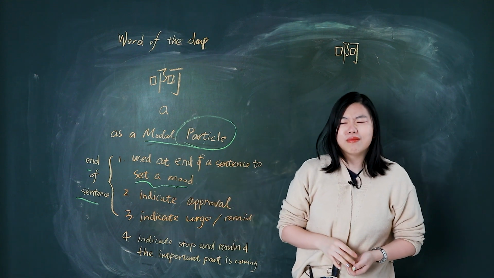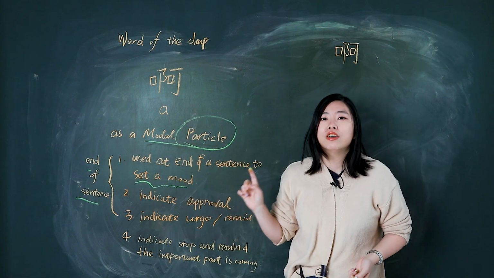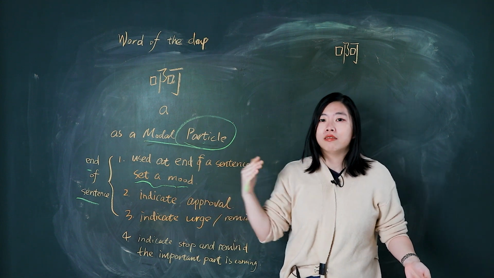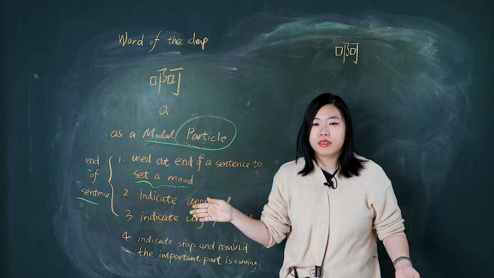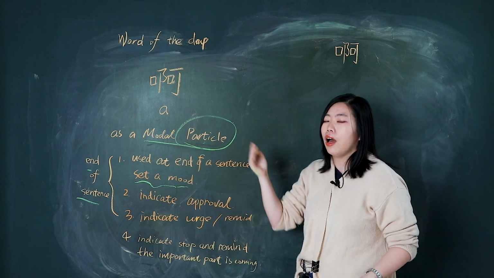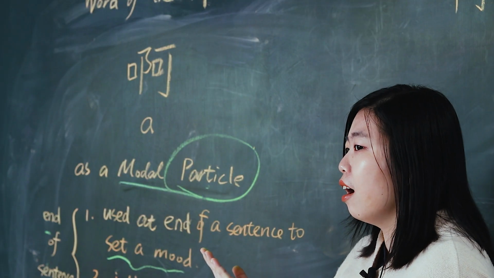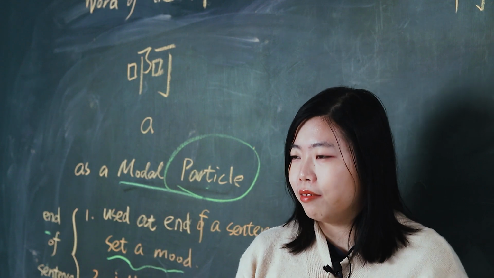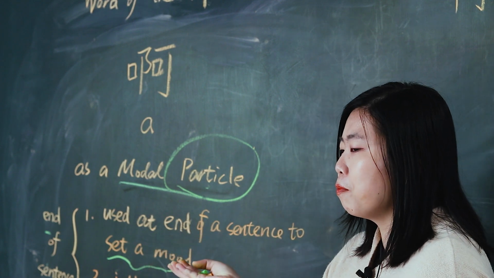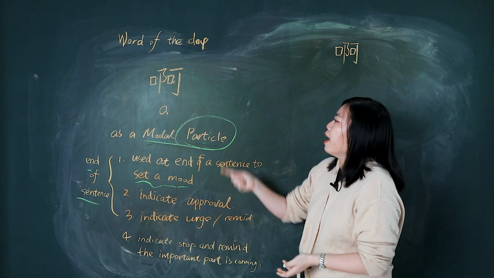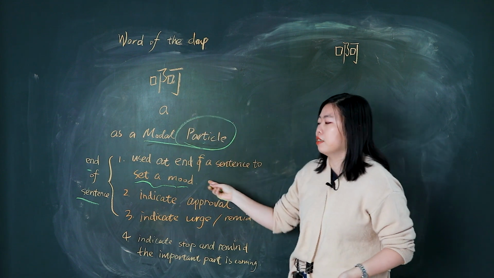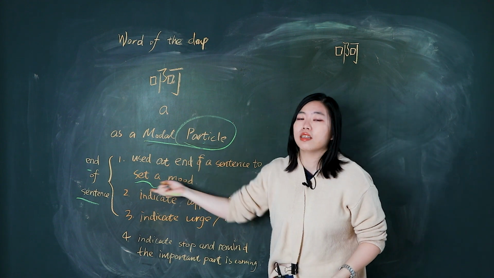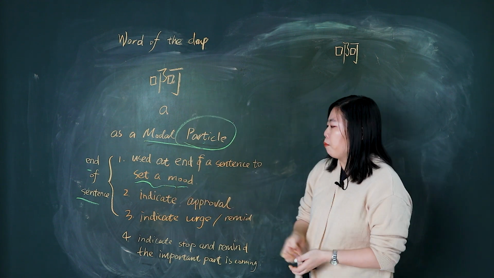For example, today is very hot. 天真热. You see? I just tell you the truth. 天真热. Today is very hot. But if I add a "ah," I will say 天真热啊. How do you feel about these two sentences? 天真热. 天真热啊. So in the second sentence, I add "ah" and add my mood. So anytime you want to set a mood, you just add a "ah."